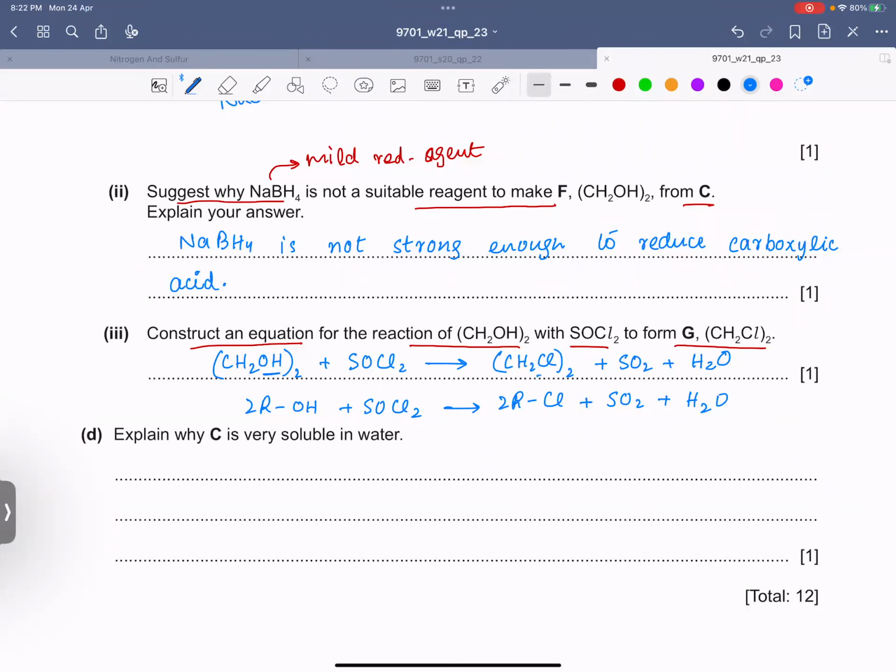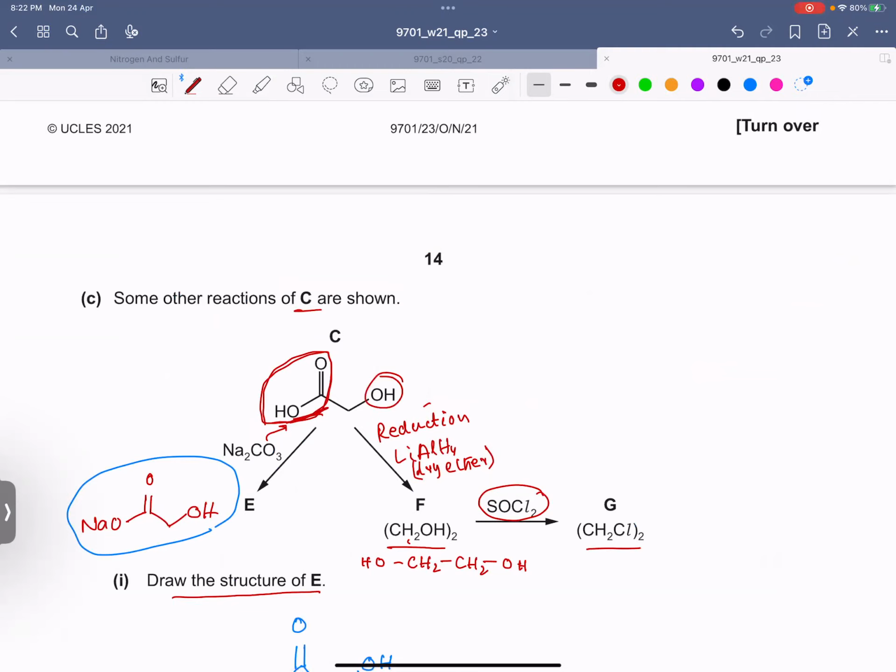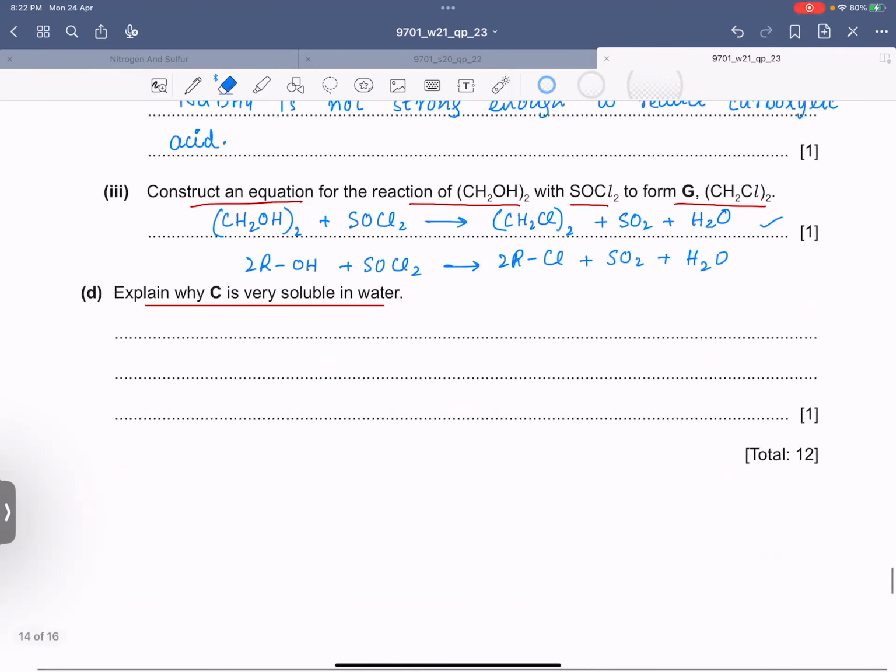Explain why C is very soluble in water. C being very soluble in water, if you see, it has an OH group and a carboxylic acid group. Both can form hydrogen bonds with water. So we can just write that C forms hydrogen bonds with water, and that's why it is very soluble in water.